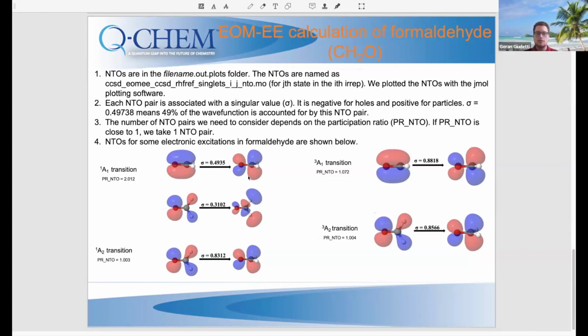The meaning of this orbital picture is that it basically tells you where the electron was and where the electron went upon excitation. This is a very rough description. This is very useful for characterizing transitions, so that we can distinguish between pi-pi star transitions or n-pi star transitions. The weight of each NTO pair that is relevant for your transition is given by these sigma values, which are just a number that comes from a singular value decomposition. But you can read more in the Q-Chem manual. And that's it for this exercise.